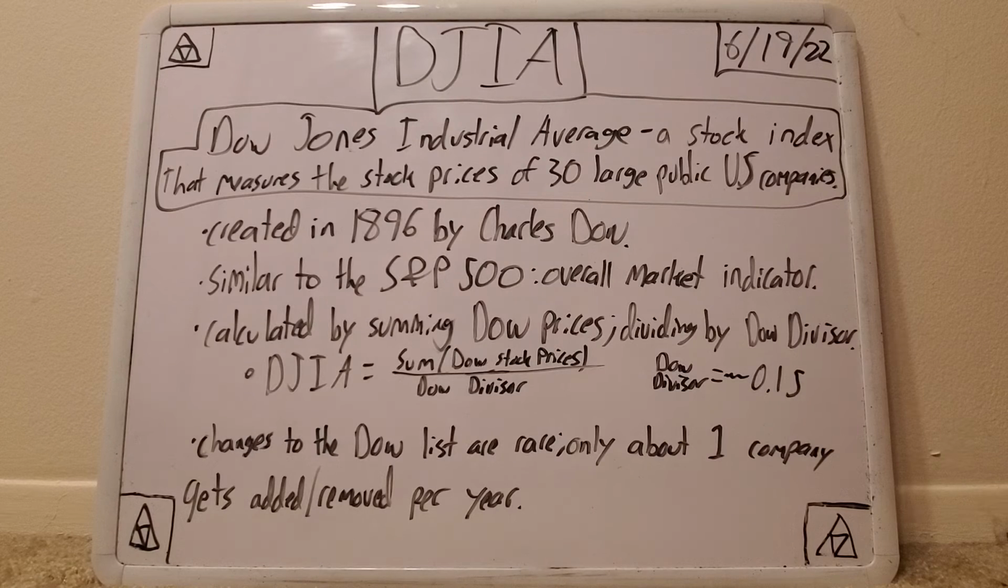Changes to the Dow list are pretty rare from what I've seen. Usually over the last few years, only about one company gets added or removed per year. So year over year, you can see no changes or maybe one or two. It depends, but some years definitely have no changes to those 30 companies on that Dow list.